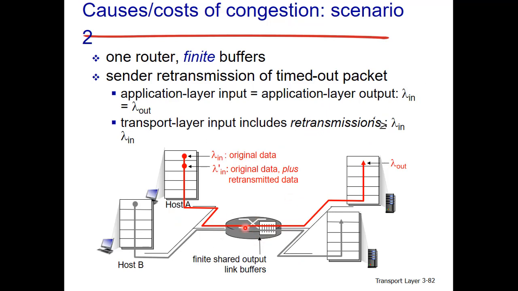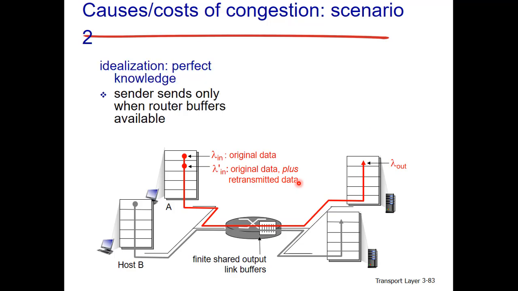Once this has finite buffers, this is lambda in, which is the original data this host is sending, and since it has limited buffer, a time will come when there's no buffer space available at the router. Once there's no buffer space available at the router, packets get lost. Once packets get lost, they are retransmitted. So lambda in dash is the original data plus retransmitted data. Okay? So it is retransmitted data.